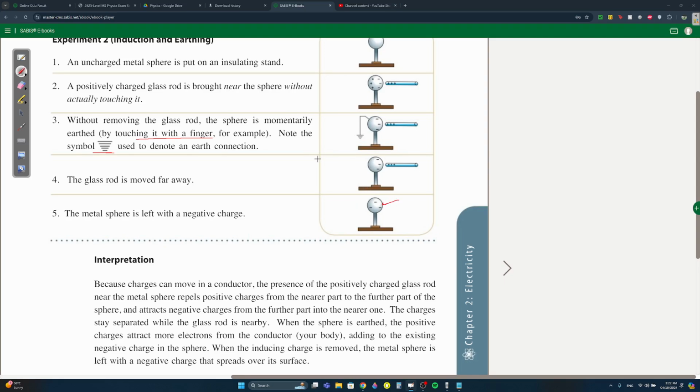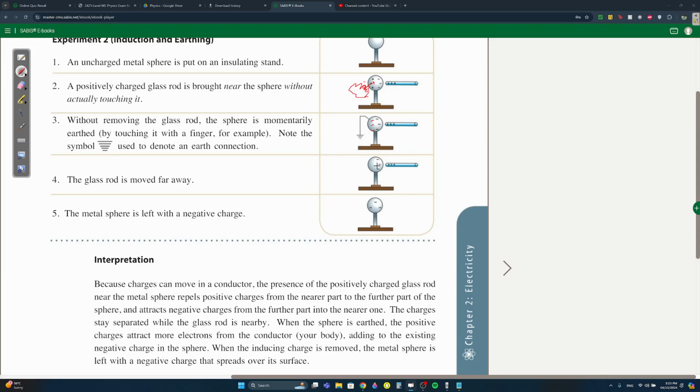The metal sphere is left with a negative charge. When you put your finger, let's see here. Okay, this is your finger, right? You place it in contact here. Obviously, these positive charges are gonna attract negative charges. So these negative charges are gonna flow to the ball. The ball only has negative charges, right? But these positive charges will attract these negative charges, so it's gonna cause a buildup of negative charges here.